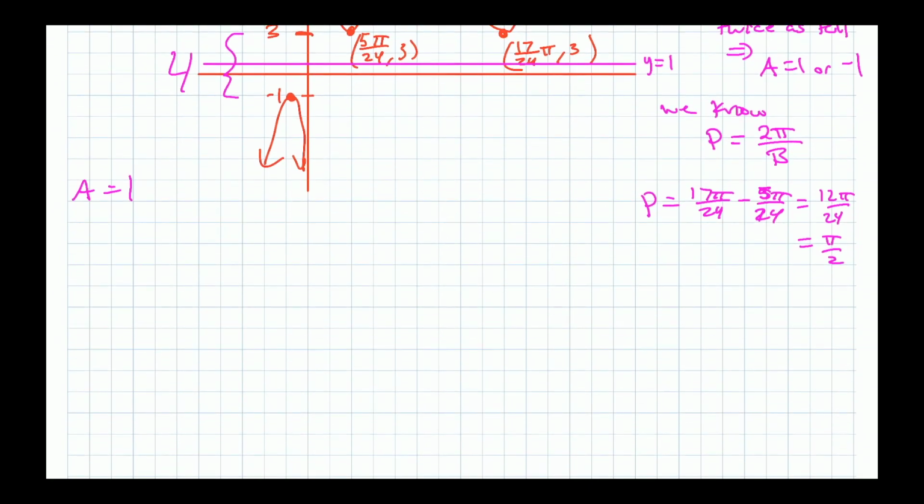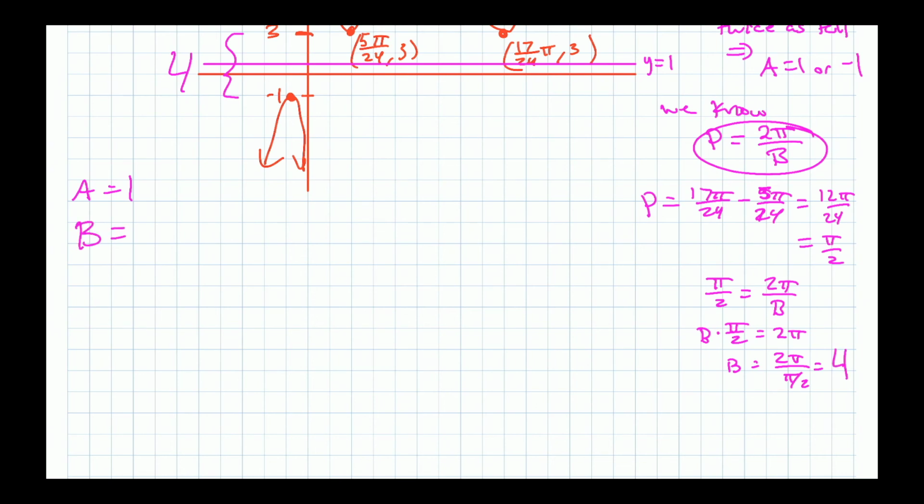Once you know the period is pi over 2, then you go back up to this equation. Pi over 2 is 2 pi over b. So we bring the b up. B times pi over 2 is 2 pi. So b is 2 pi over pi over 2. So b is 4 when you work that out. So b is 4. C, we're skipping.